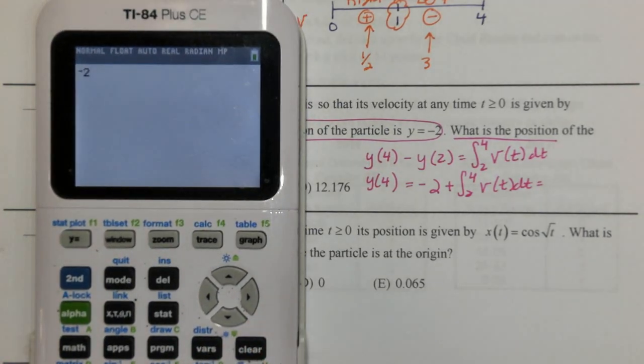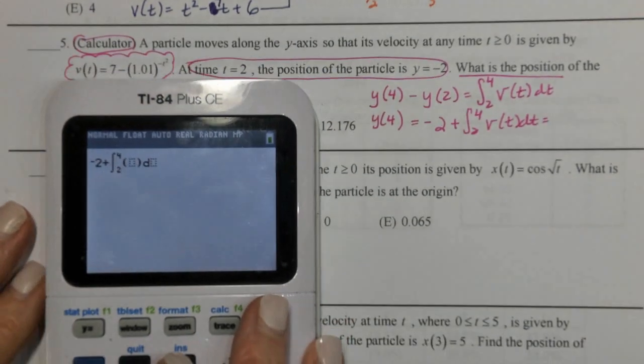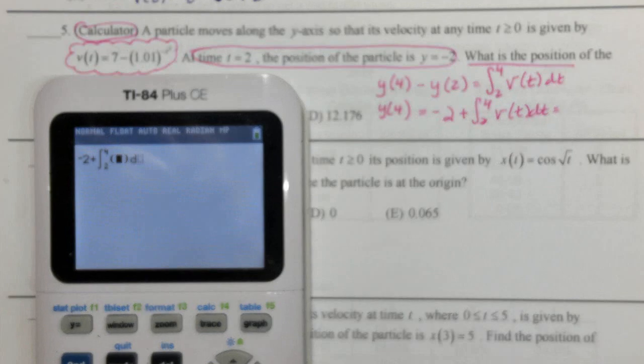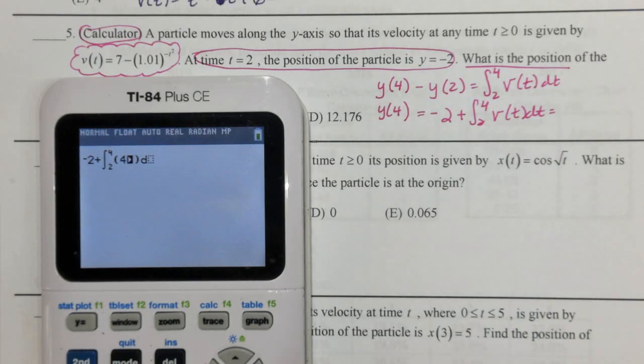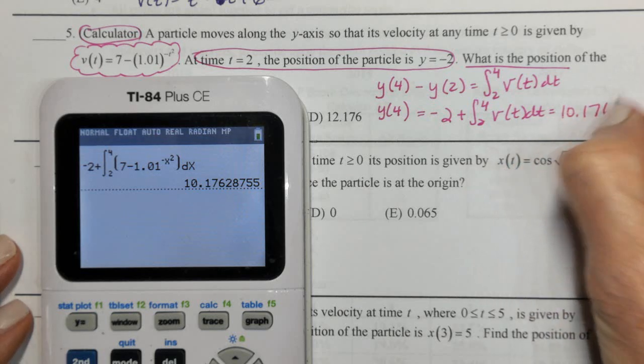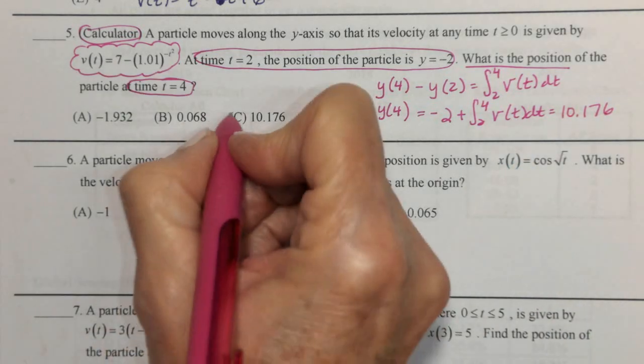Okay, negative 2 plus the integral from 2 to 4 of that velocity function, which is 7 minus 1.01 to the negative t squared, gives 10.176. C.